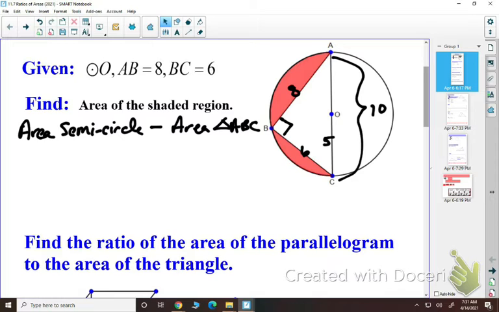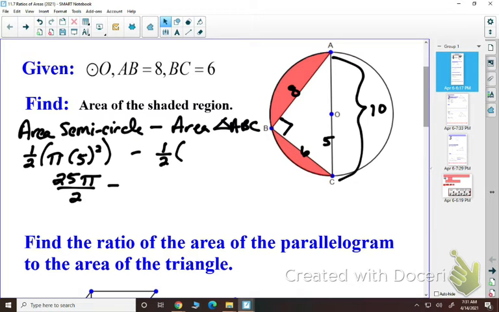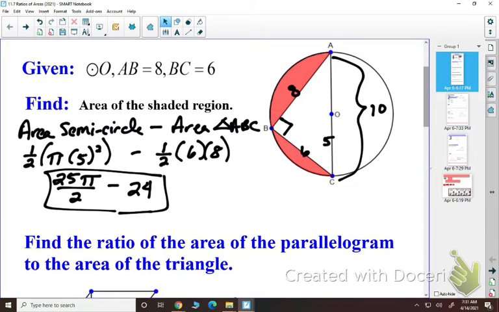So for the area of the semicircle, I'm going to do 1/2 of pi r squared, and again my radius is 5. So that would be 1/2 of 25 pi, or 25 pi over 2. Now again, I have to subtract off the area of a triangle. Area of a triangle, from our previous lesson, is 1/2 base times height. The base and the height are the legs in this right triangle. So I want 1/2 of 6 times 8. 6 times 8 is 48, and half of 48 is 24. So my final answer would be 25 pi over 2 minus 24.